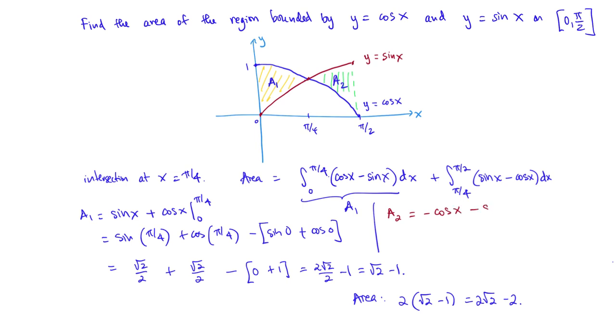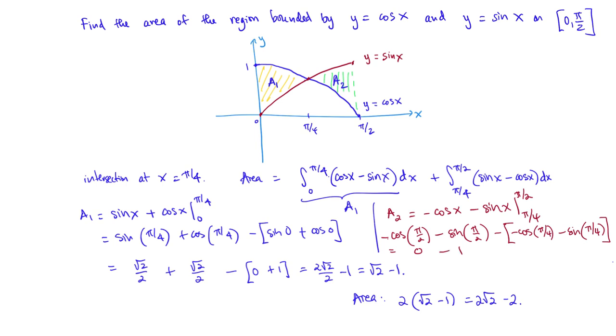The antiderivative of sine of x is minus cosine of x, and the antiderivative of cosine is sine of x, evaluated from pi over 4 to pi over 2. This is minus cosine of pi over 2 plus sine of pi over 2 minus the quantity negative cosine of pi over 4 plus sine of pi over 4. Cosine of pi over 2 is 0, sine of pi over 2 is 1, cosine of pi over 4 is root 2 over 2, and sine of pi over 4 is root 2 over 2.